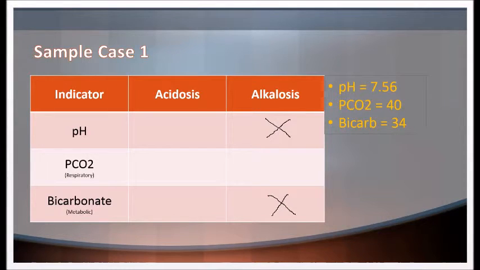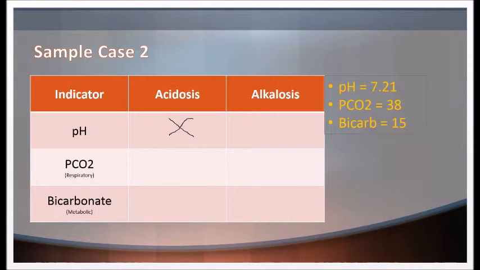Now let's look at our next example. So pH is 7.21, PCO2 38, and bicarb 15. So in this case here, pH 7.21, it falls below 7.35, right? So that means it's acidotic.